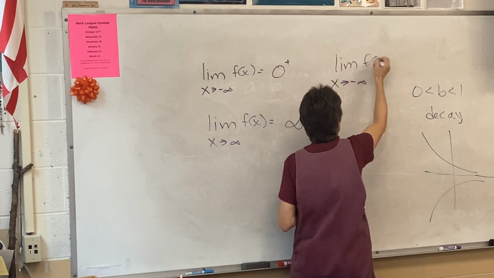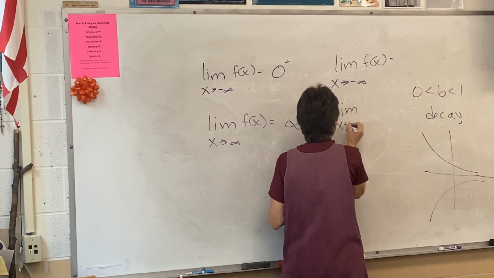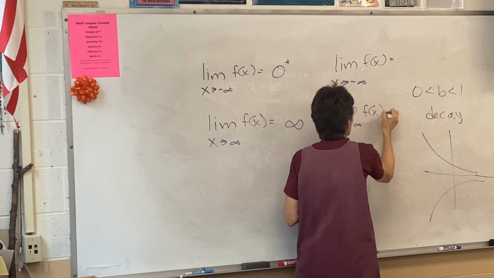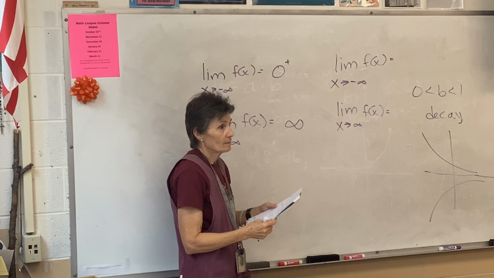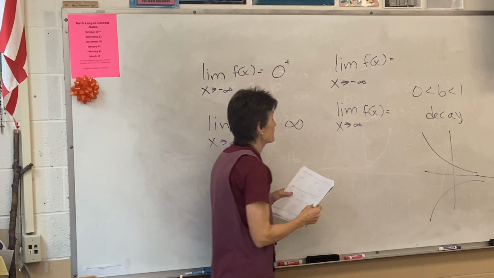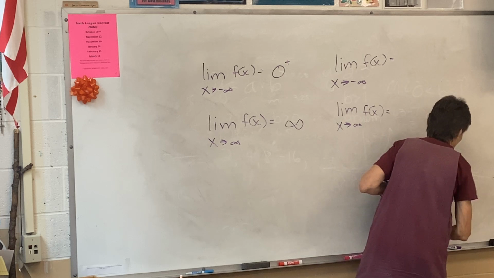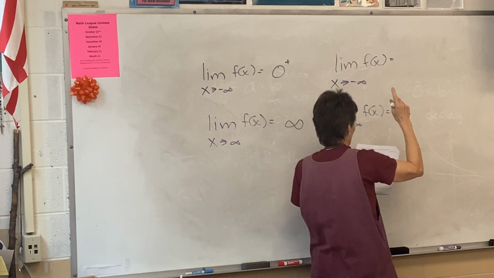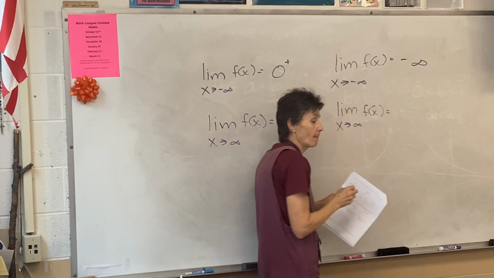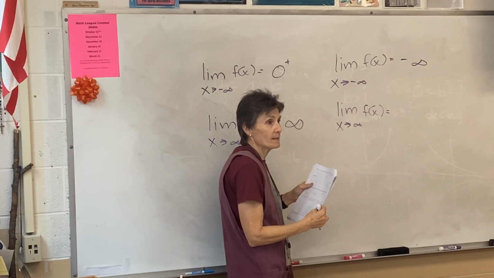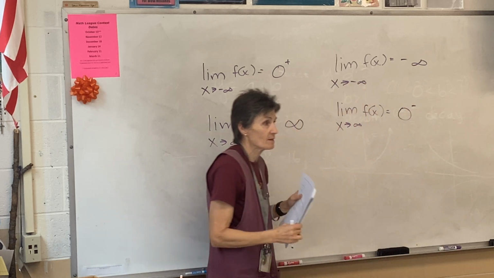How about the second one? The second one is an exponential, but it's been turned upside down. That's okay. You have a picture. What is happening as we go to the left? Left is negative infinity, down. And how about to the right? 0 from the bottom, right? We're coming up to 0 from the bottom.